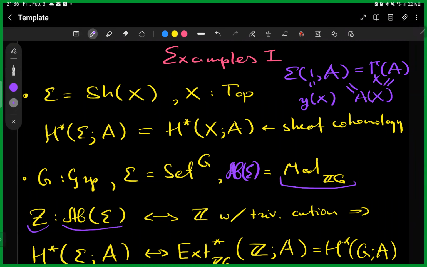And then we can use this description of cohomology of E with coefficients in A as an X to see that this cohomology precisely corresponds to the cohomology of G with coefficients in some G module. So as another application, we see that this topos theoretic language allows us to encode several different things. So cohomology of topological spaces and cohomology of groups.